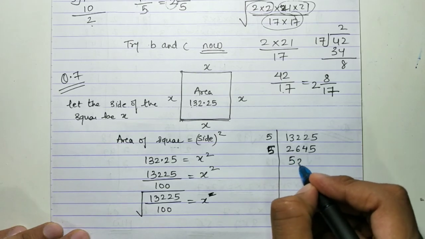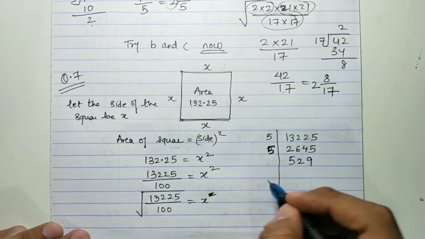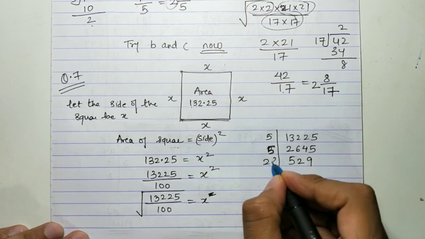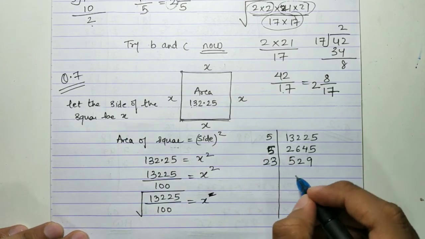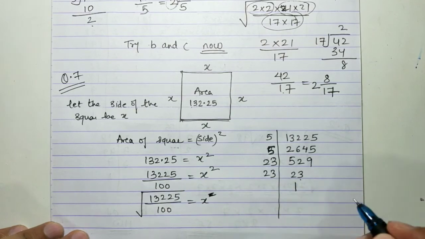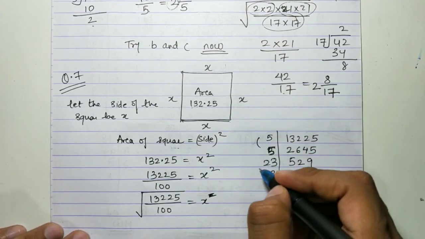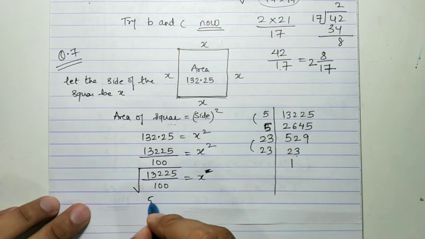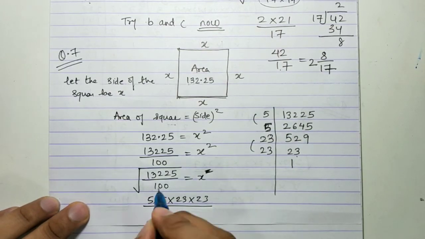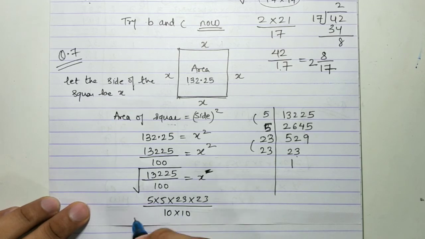Five fives are 25, 5 twos are 10, 4 will get carried, 9. Now this 529 is divisible by 23. 23 23s are 529. Okay, so what will be the square root? 5 into 5 into 23 into 23, and this 100 is nothing but 10 into 10.